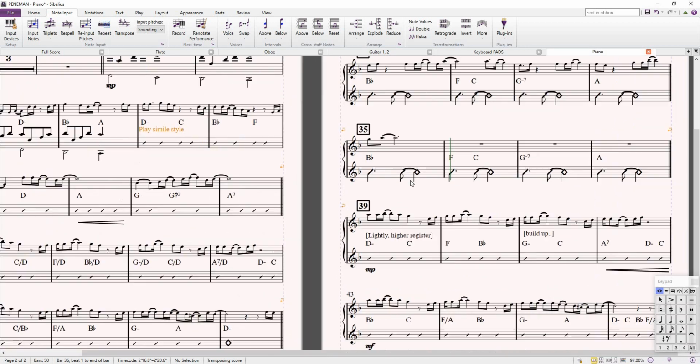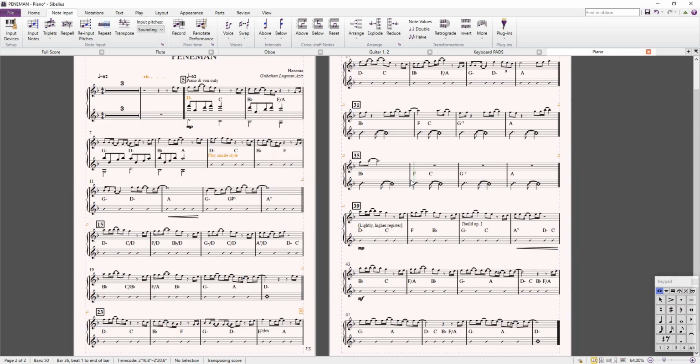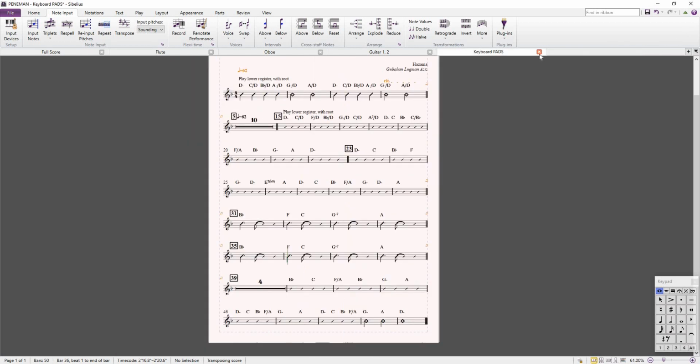So when you have a clean score like this, it makes everyone happy, and everyone will be more than happy to play your score.